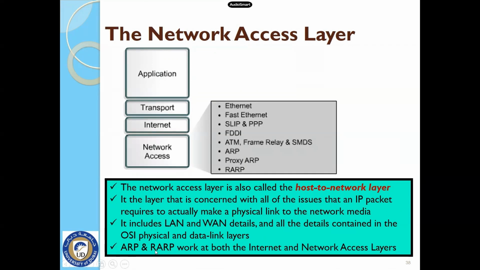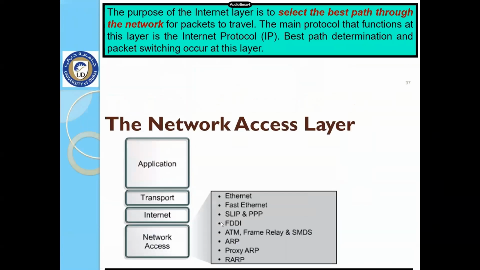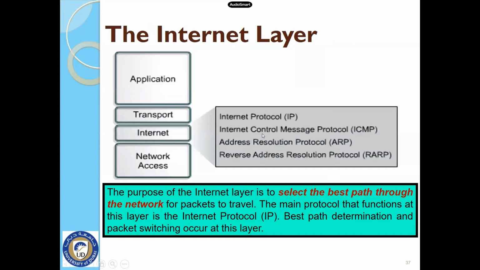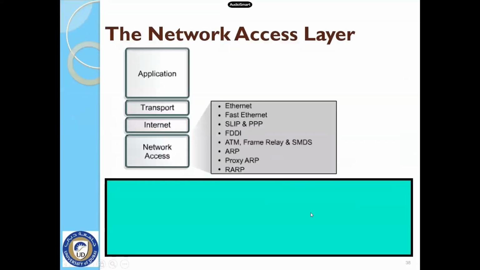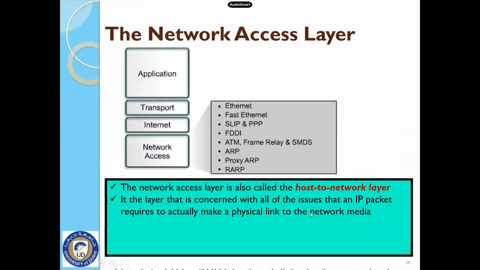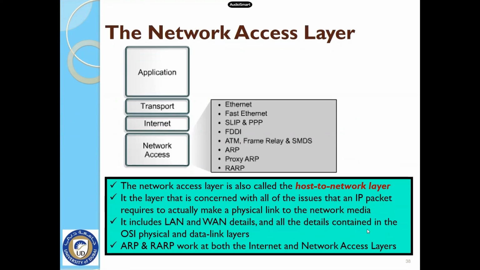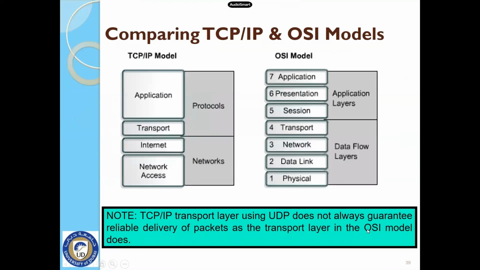ARP and RARP work with both the internet and network access layers. So ARP and RARP are common between the internet and the network access layers. Again, if you go back to the internet layer, these are the protocols: Address Resolution Protocol and Reverse Address Resolution Protocol. Let's not focus on them right now. We're going to mention them later in the class, and how these layers work.